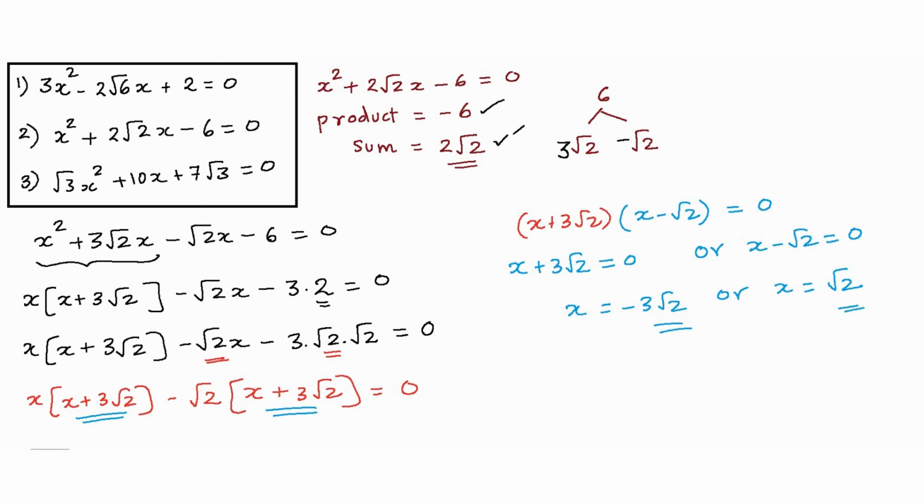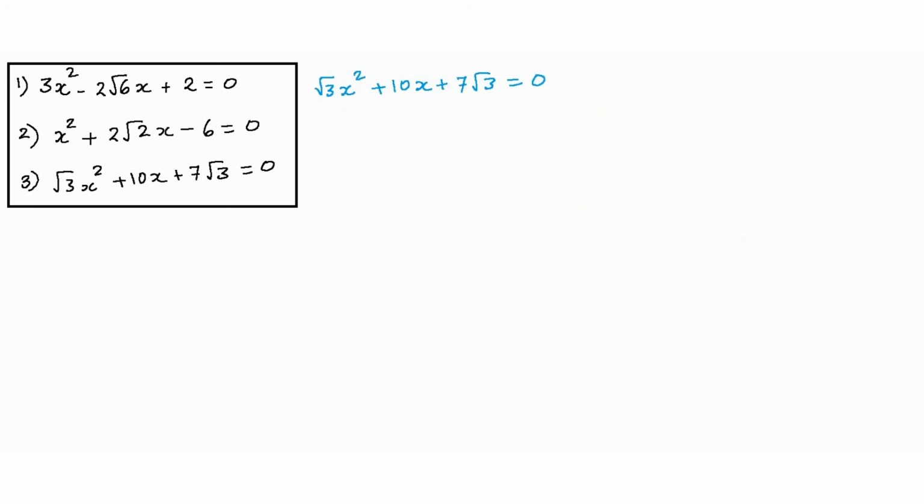So let us now go to the next question. So consider this question now. We have root 3x square plus 10x plus 7 root 3 equals 0. Let us find what is the product. So the product is, take the extreme terms, that's root 3 multiplied by 7 root 3, which is going to be 7 3s are 21, and the sum is positive 10. So find two numbers whose product is 21 and sum is positive 10.